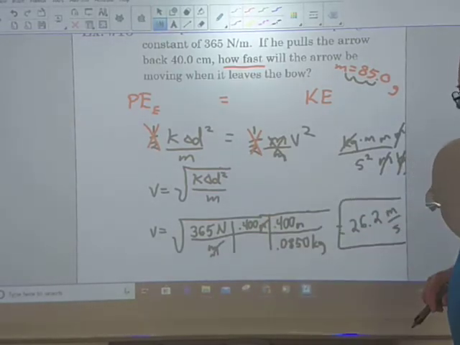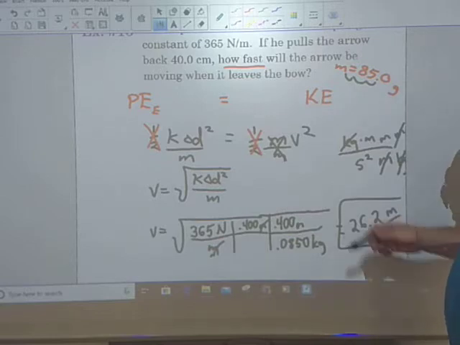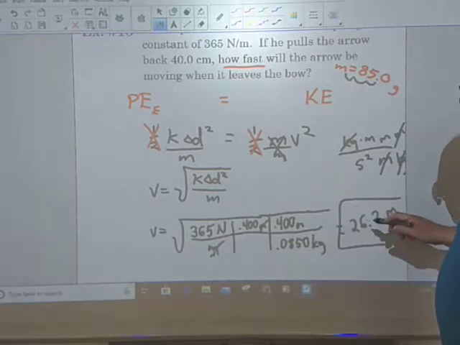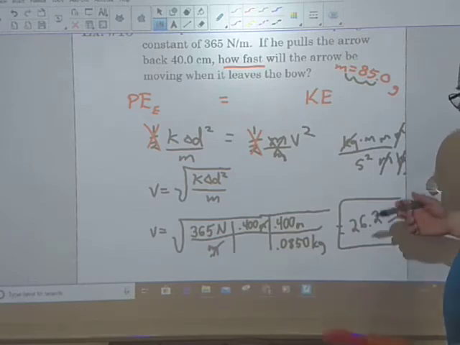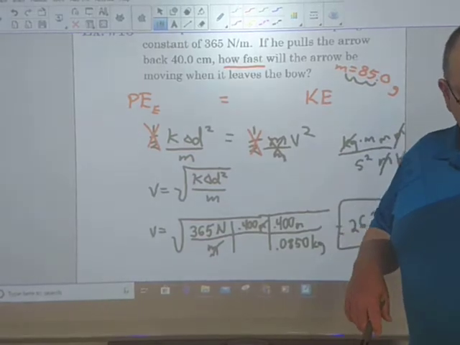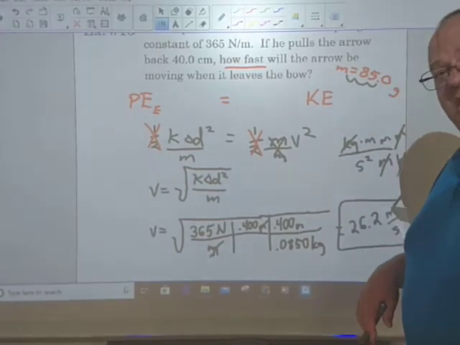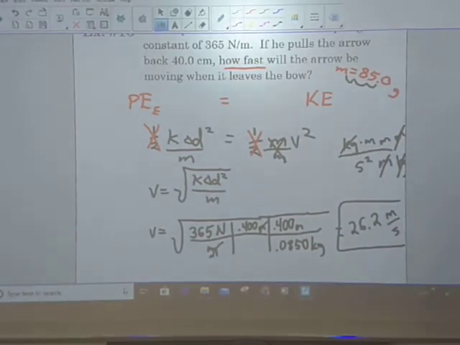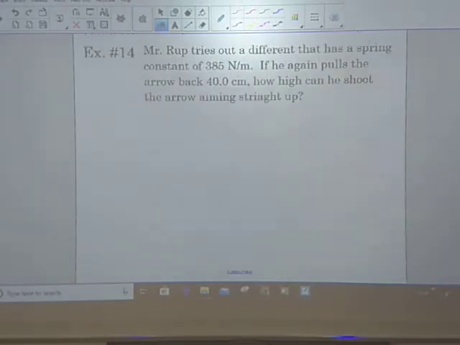All right. So I think that's kind of reasonable. That's not a real fast speed coming out of a bow. So somewhere along the way, I made some poor estimates, or maybe it's just a really low-powered bow.